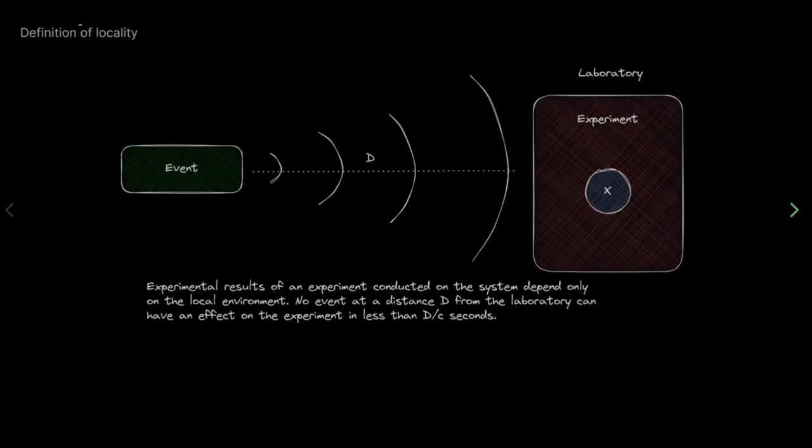And in addition to this, if we study our system and subject it to an experiment, the experimental results we obtain will only depend on the state X and on the surrounding environment of where the system is. And essentially, if you have a disturbance or an event some distance d away from the laboratory in which we are conducting our experiment, it will not have an effect on our experiment in less than d divided by c seconds, and definitely not instantaneously.